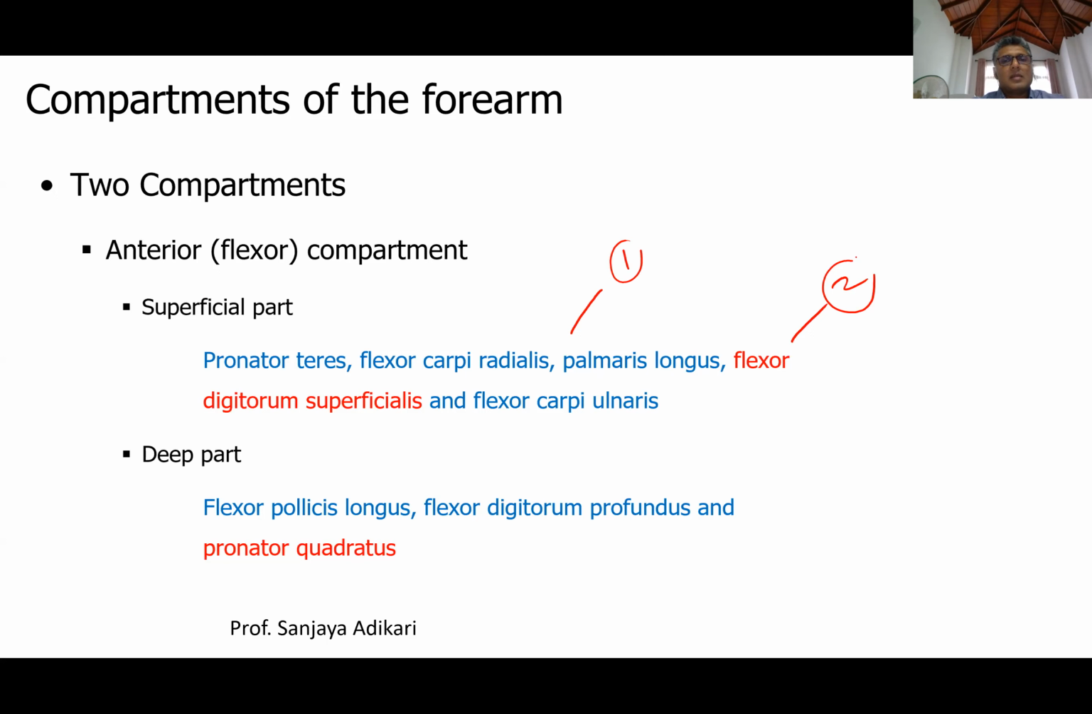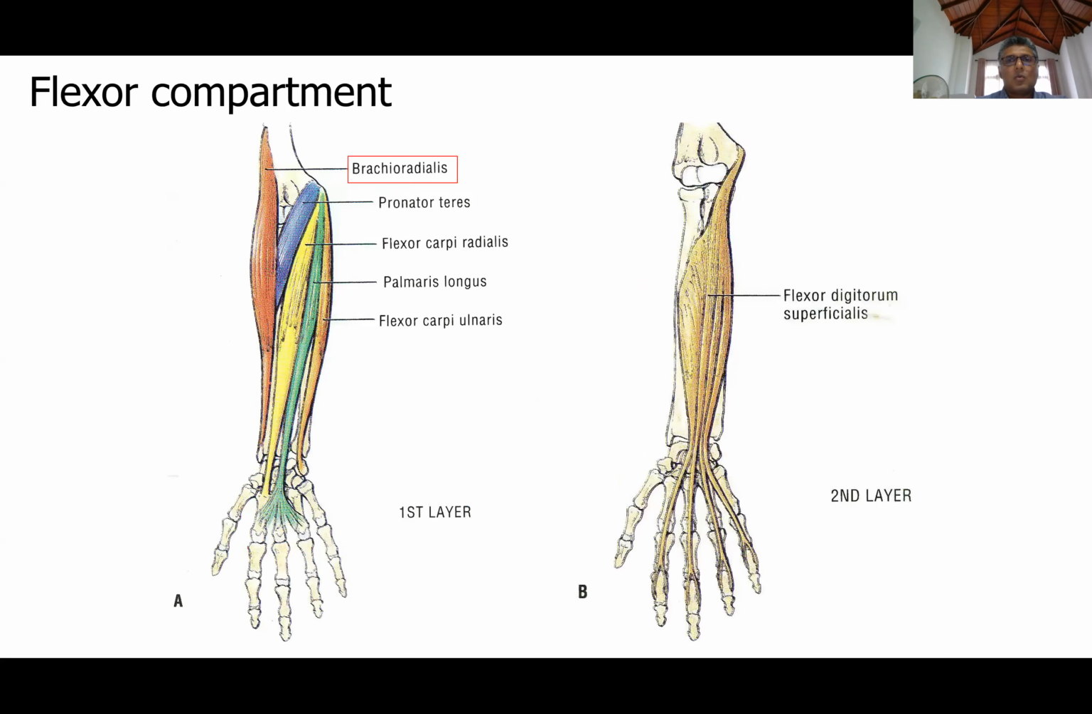Similarly, in the deep part, you get flexor pollicis longus, flexor digitorum profundus and pronator quadratus. Again, pronator quadratus lies deep to the tendons of the other two muscles. So they are at two levels. Because of this, people call this the third layer, and this the fourth layer, if you continue with the first two layers: one, two, three and four. I prefer to call it superficial and deep, rather than one, two, three, four.